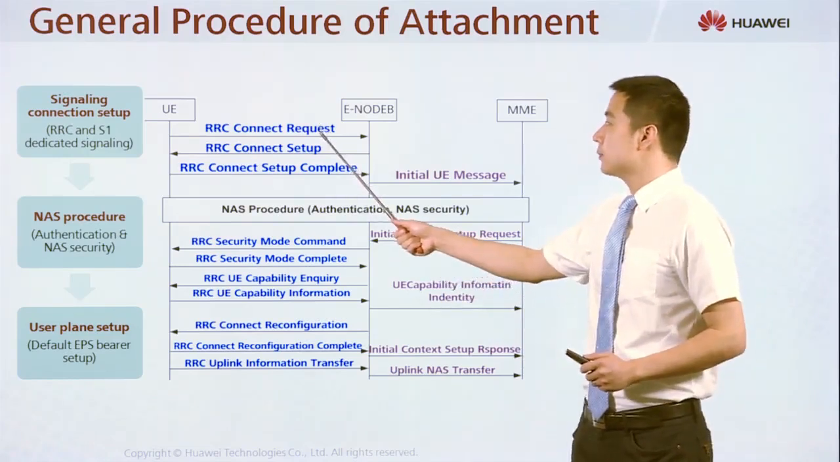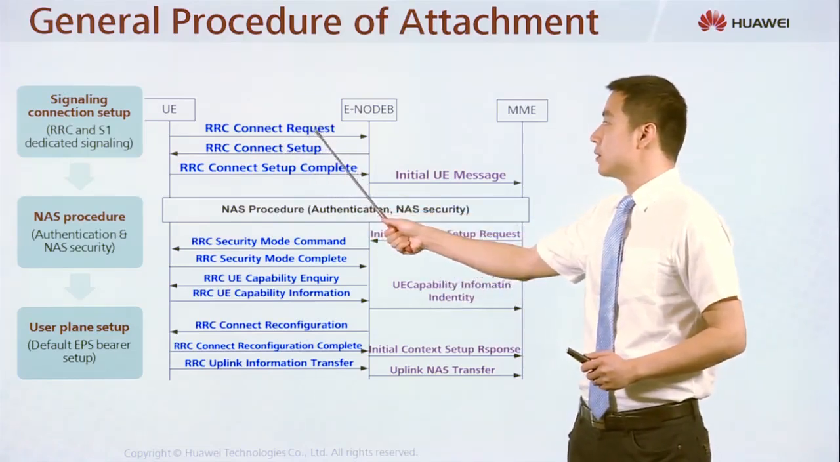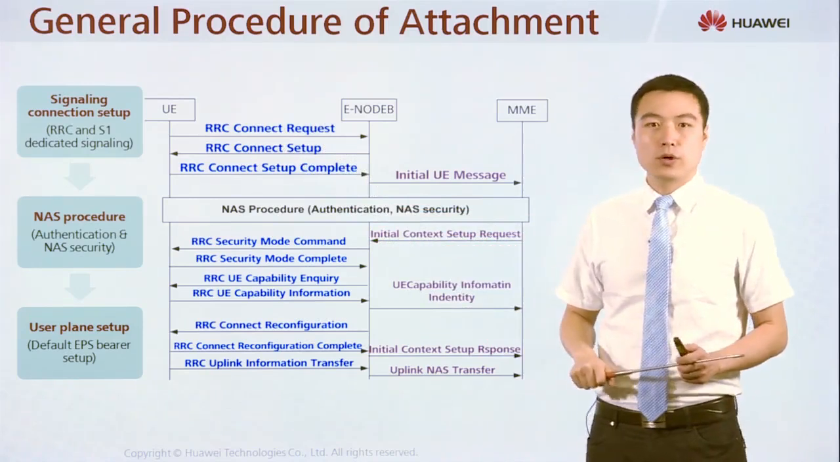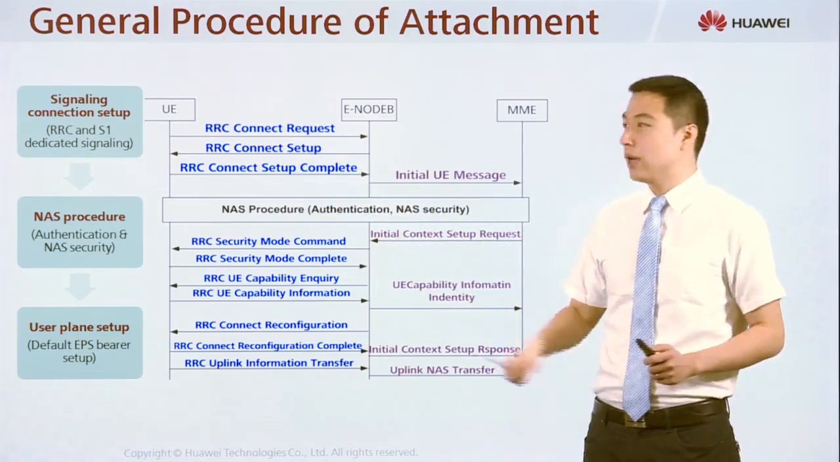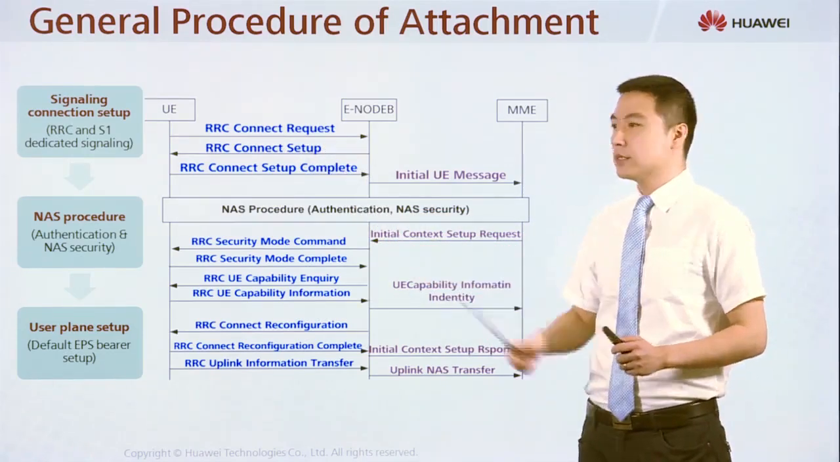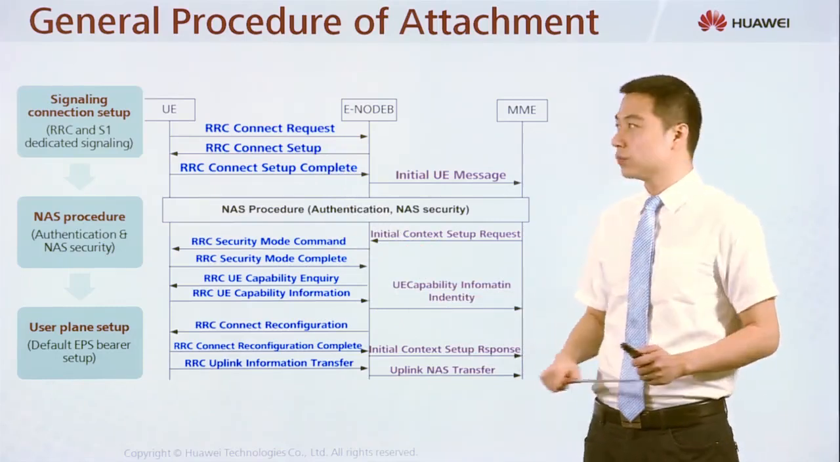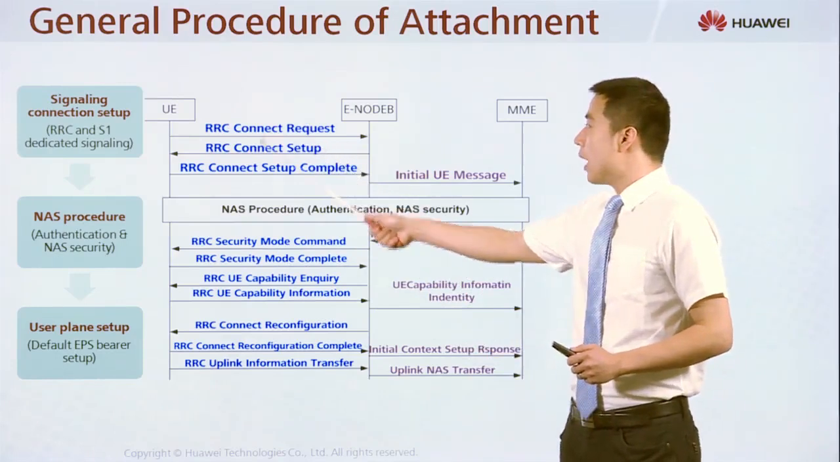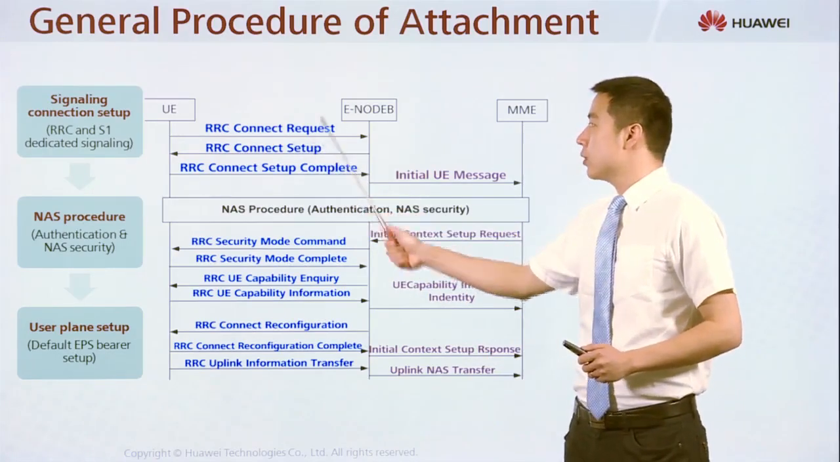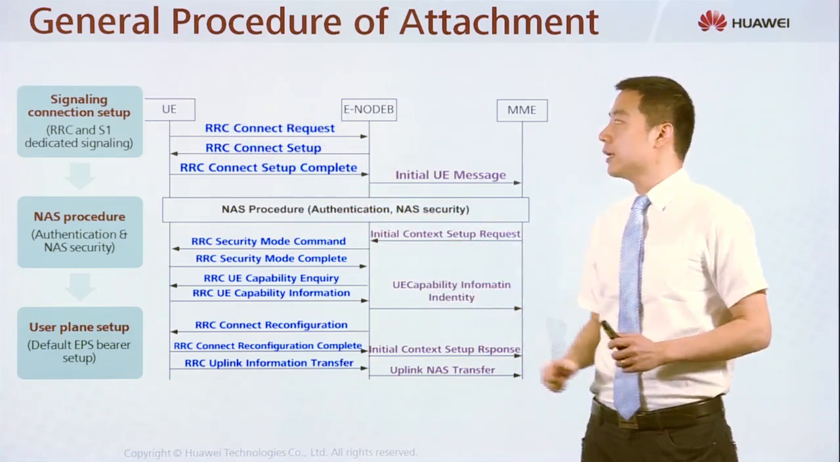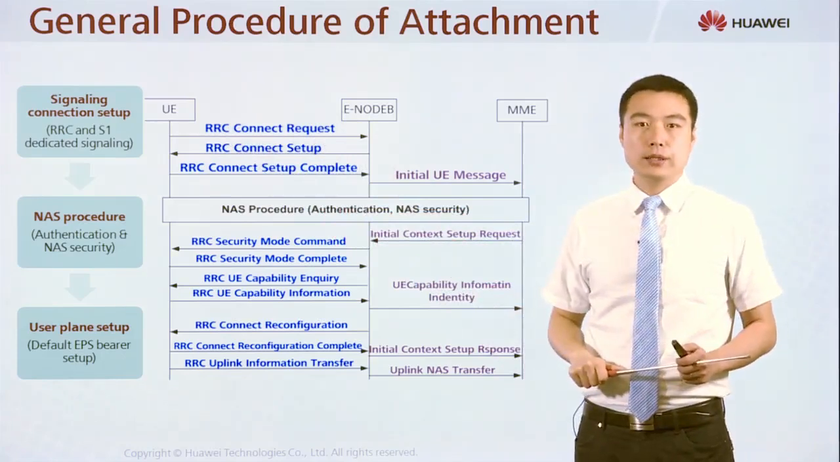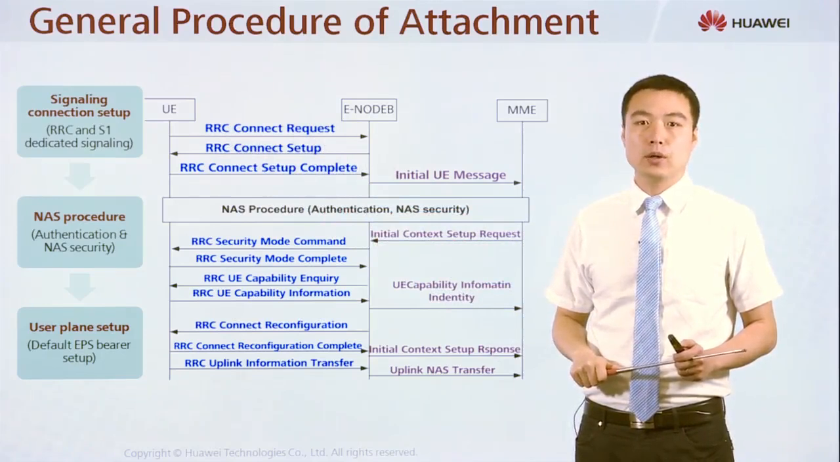This is the start. RC connection request message is the start point for RC connection setup. And this complete message is the end point for the RC connection setup procedures. After these three messages, we can set up a connection between UE and the eNode B. This connection actually is a signaling connection. We call it RC connection.